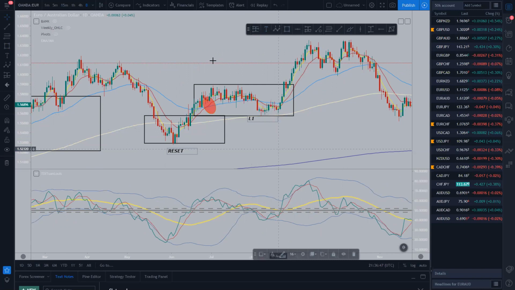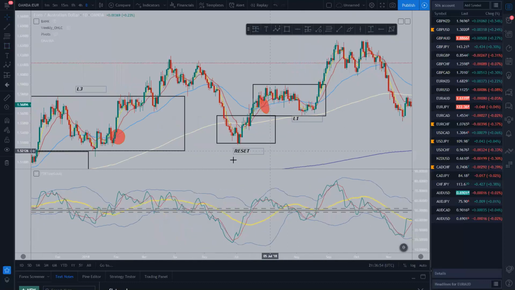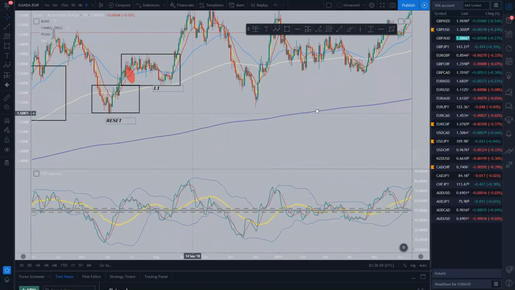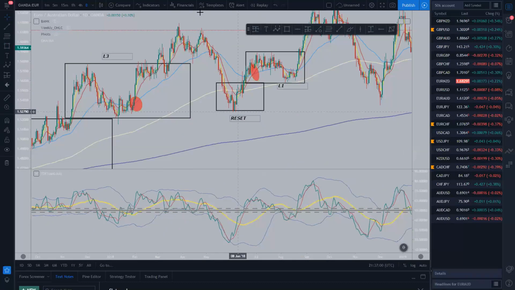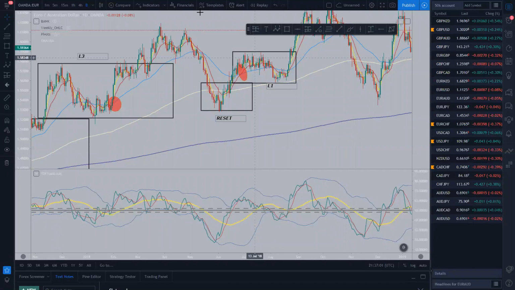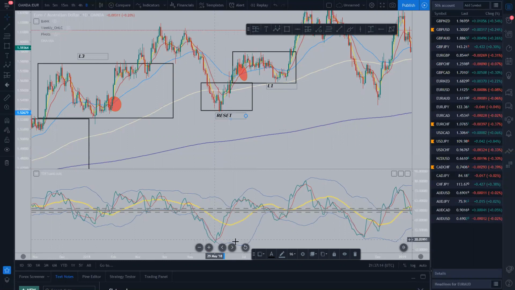Someone has a question: I don't get why this is a reset and not a level 2. That's actually a good point. The reason I'm treating this as a reset is because on my RSI, I'm getting a 16%. This is a very, very massive low, so I'm getting an extreme on my RSI. That's why I'm treating this as a reset.